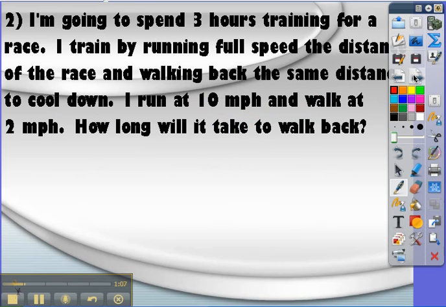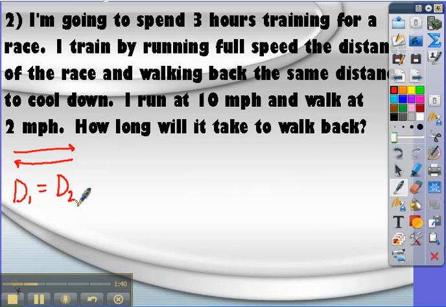I'm going to spend 3 hours training for a race. I train by running full speed the distance of the race and walking back the same distance to cool down. Okay, so that means I'm running there and then I'm walking back, and whether I'm going or coming, the distances are the same, so it'll be a scenario where I set my distance running equal to my distance walking. It does say that I run 10 miles per hour and I walk 2 miles per hour. How long will it take to walk back?